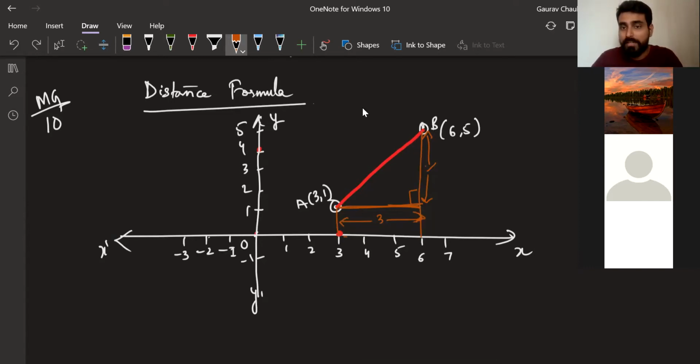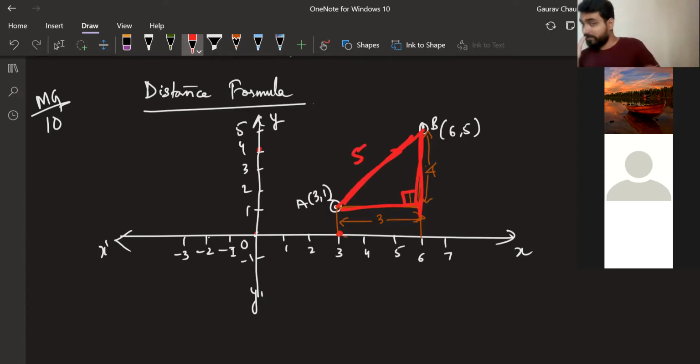So this is 4. Right now, I have this as 3, I have this as 4. This is a 90-degree angle. Can I find this? This will also be 5, right? I can use Pythagoras theorem and find this.